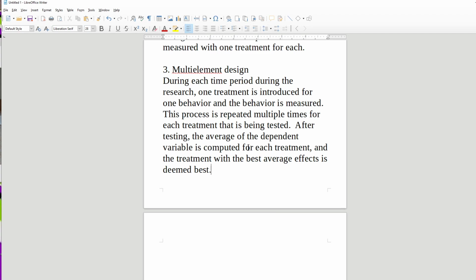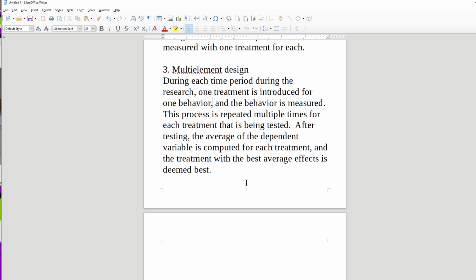Okay. During each time period during the research, one treatment is introduced for one behavior, and the behavior is measured. Okay. This process is repeated multiple times for each treatment that is being tested. After testing, the average of the dependent variable is computed for each treatment, and the treatment with the best average effects is deemed best.